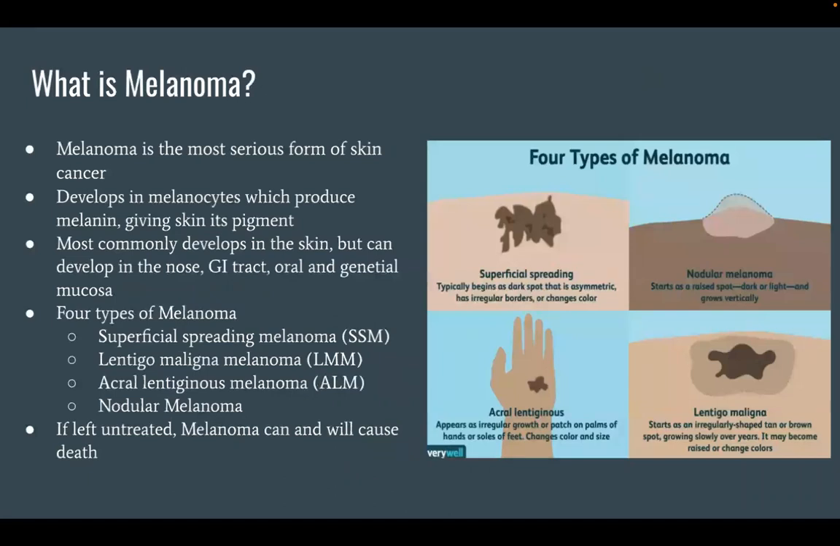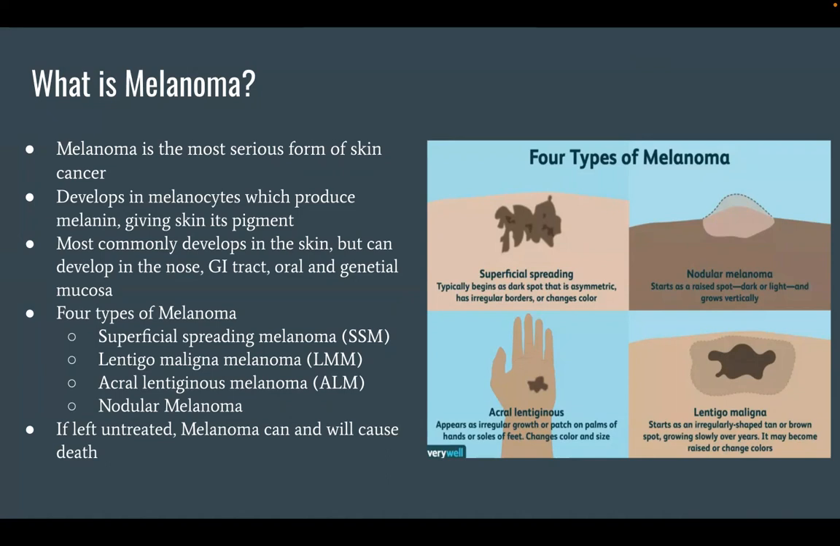First, we're going to start with what is melanoma. Melanoma is the most serious form of skin cancer. It develops in melanocytes, which produce melanin and give skin its pigment. It most commonly develops in the skin, but can also initially develop in the nose, GI tract, or oral or genital mucosa. There are four main types of melanoma: superficial spreading melanoma, or SSM, lentigo maligna melanoma, LMM, acral lentiginous melanoma, ALM, and nodular melanoma. If left untreated, melanoma can and will cause death.